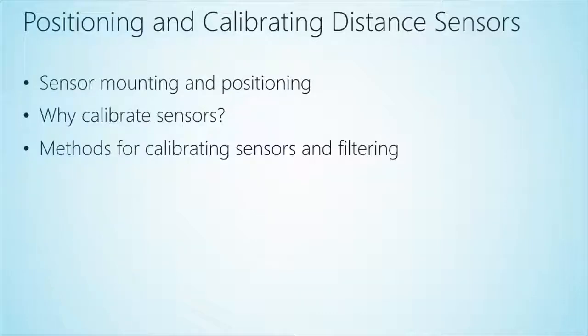Why calibrate? Well, sensors are going to include some error. There are different types of errors that they can include. You can have an offset error, where the zero position on the sensor should be reading 0, but it's reading some value, either positive or negative. It can be nonlinear across its range.